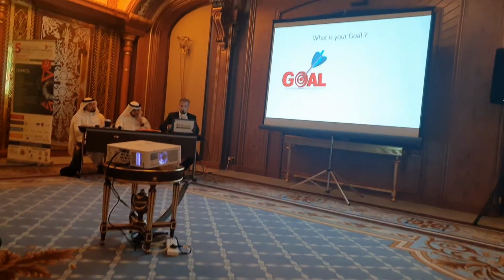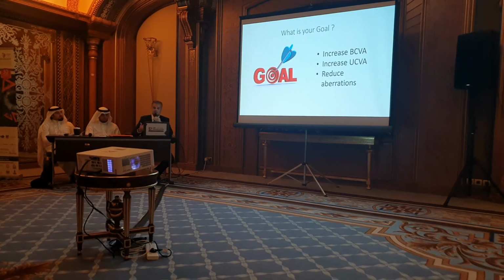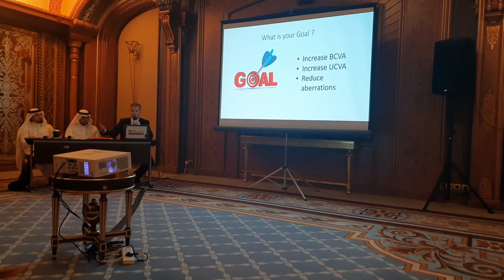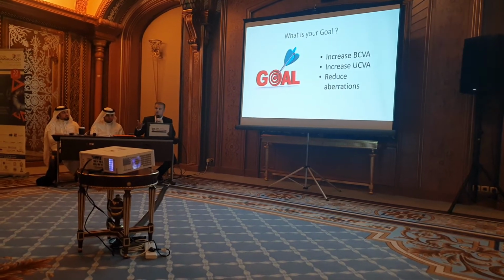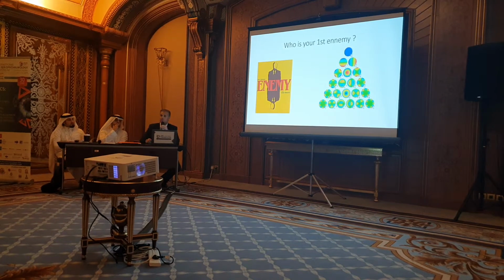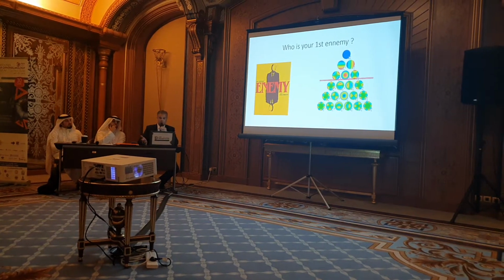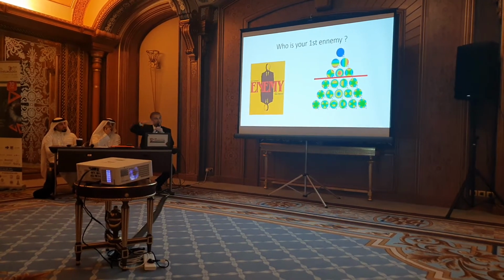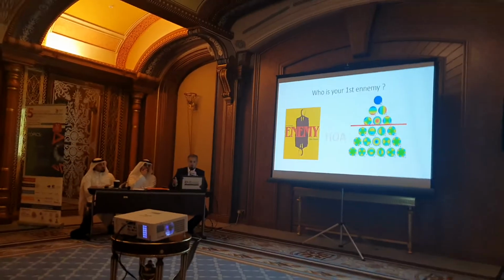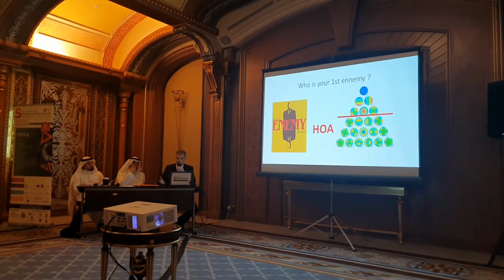What is my goal in this treatment? It is to increase the best corrected visual acuity, to increase the uncorrected visual acuity if possible, and to reduce aberrations. So we have to determine which is your first enemy. What is your first enemy? It's up or down. Your first enemy is down because your first enemy is high order aberration.